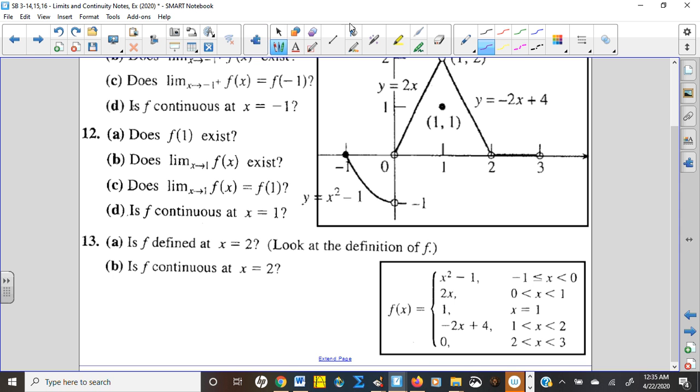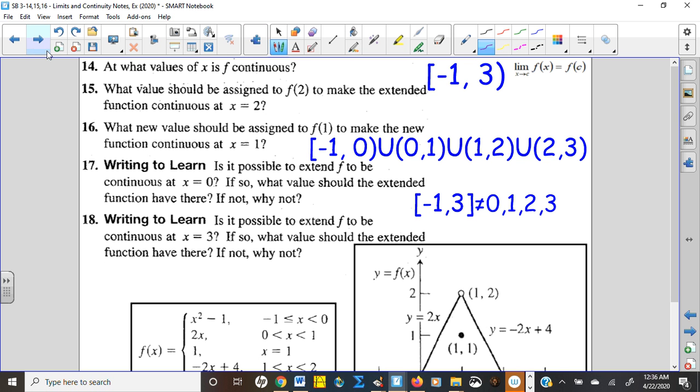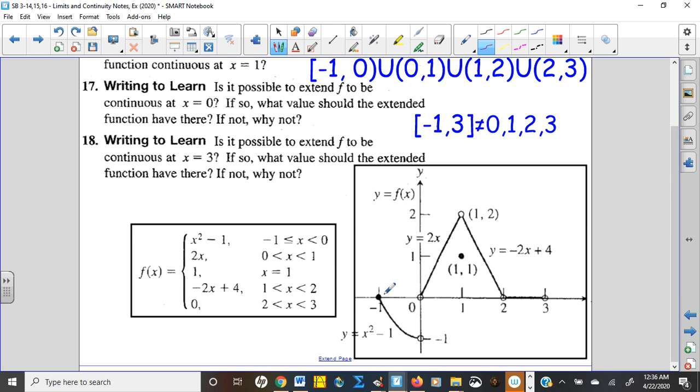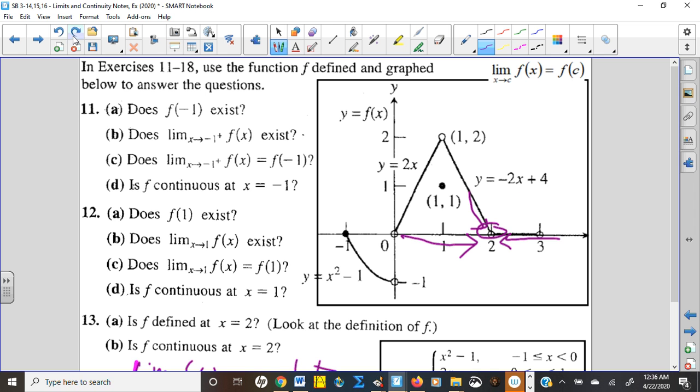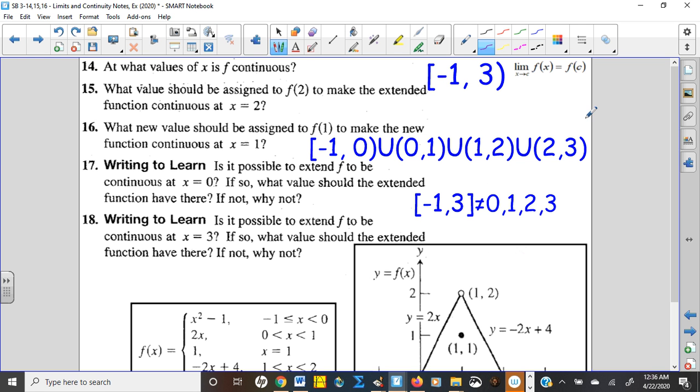The next question was 14. And at what values is f continuous? So even though there aren't very many chunks of this graph, just a little piece here, a little piece here, a little piece here, because of the density of the real numbers, there are infinitely many points where this function is continuous. So I do not think we want to answer this question in the affirmative way. Okay. I think what we want to do is talk about where it's, or at least locate where it's not continuous, and then just say it's continuous everywhere else. So here's how I think we could do that.